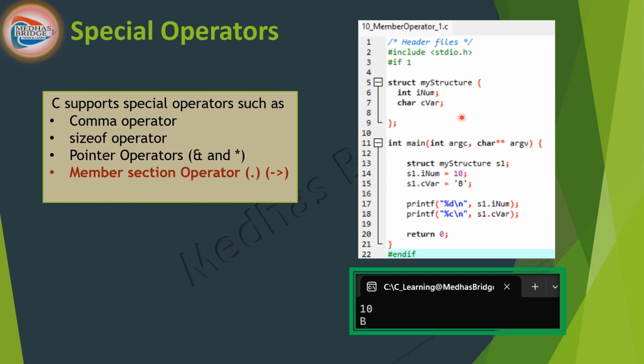If I compile this code and run it, this is what I would see, because I initialized inum to 10 and cvar to b, so I would see the same output. I hope this helps.